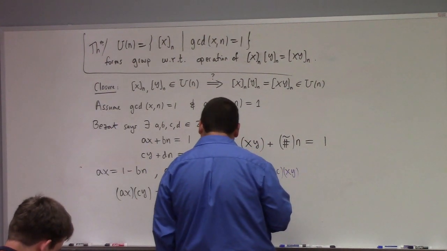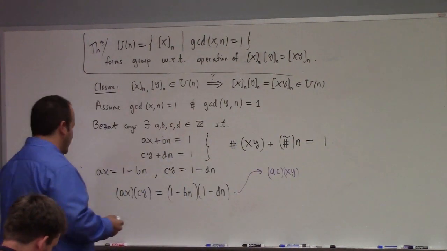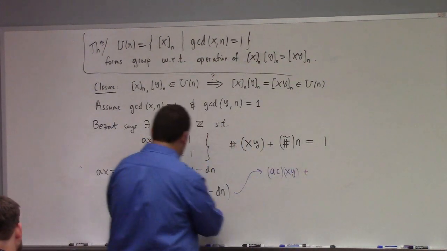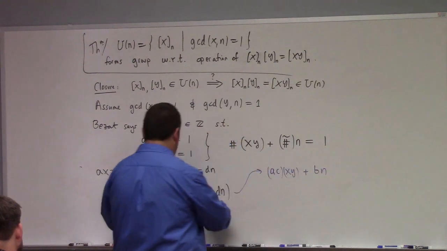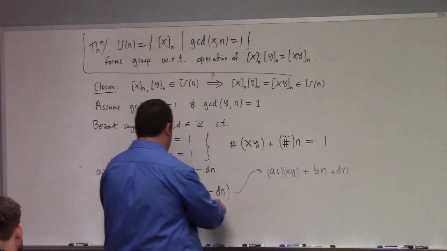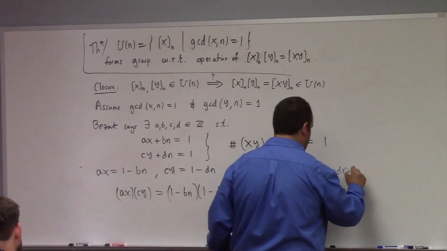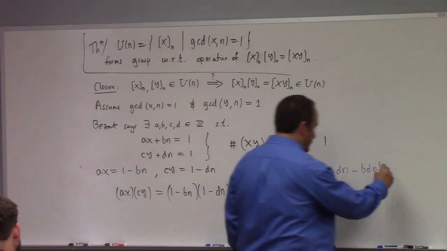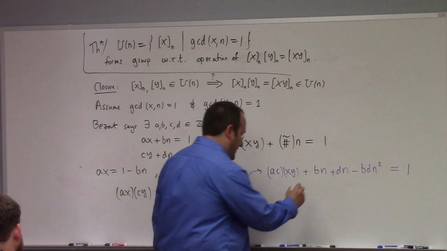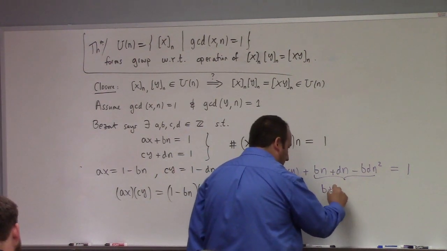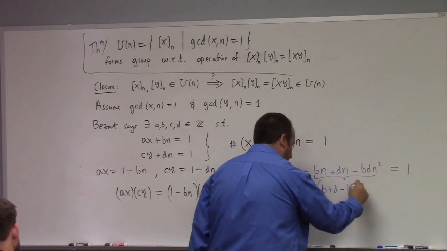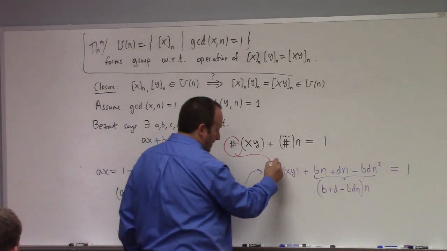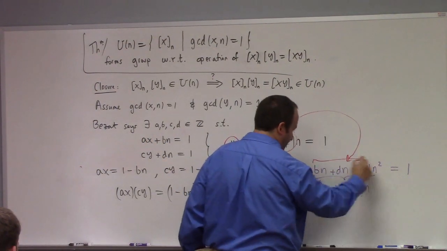Oh, yeah. Then it's just a... I mean, goodness. The math. Plus, I got to add terms, right? I get plus a bn, plus a dn, and plus a bdn squared, minus bdn squared, rather, equals what? Equals 1, right? So then you can take this, factor out the n. You got b plus d minus bdn.